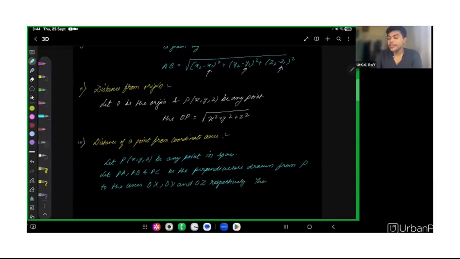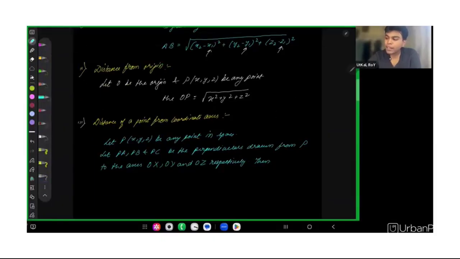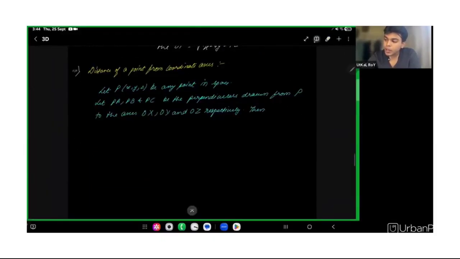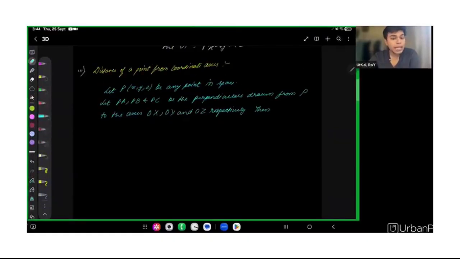Now, can you tell me what distances are we planning to find? We're planning to find the distances PA, PB, and PC, right? Because they are the distances from the coordinate axes. Basically, if these are three axes, and this is a point P, this is O, OX, OY, OZ are the three coordinate axes. We're talking about PA, PB, I mean this distance, and the height.